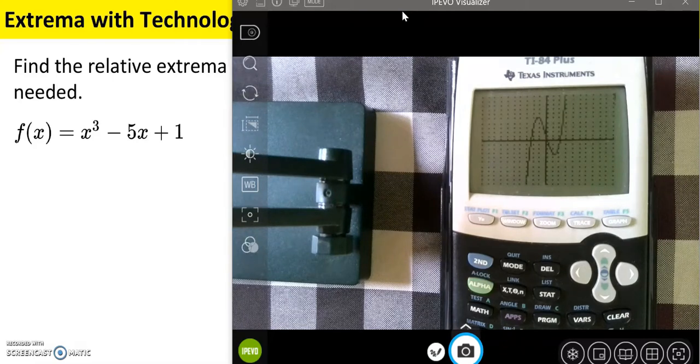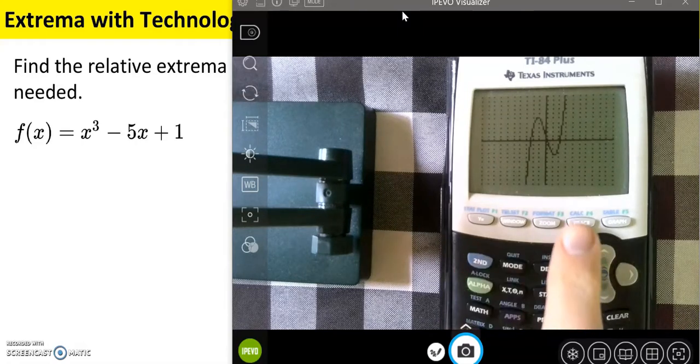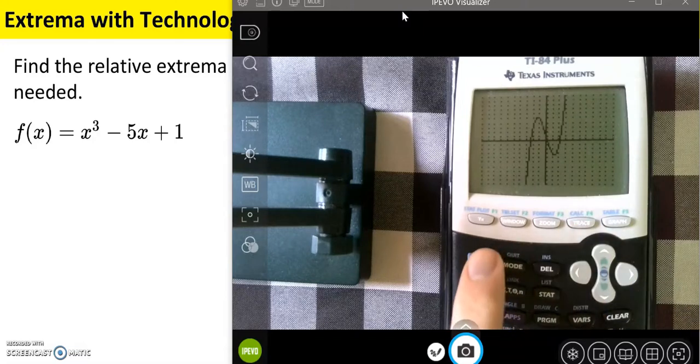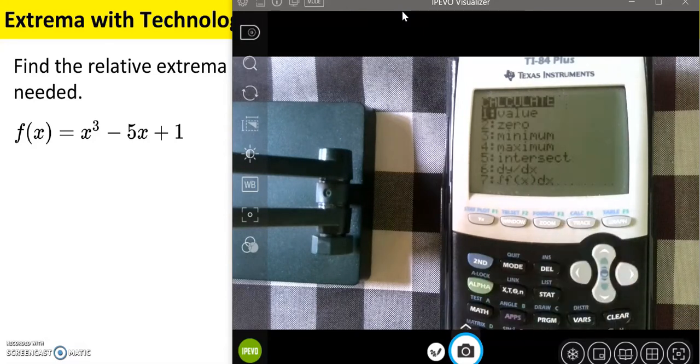Okay. So to actually find these extreme values, what we want to do is hit second and then trace to go into the calculate menu. Second and a trace. And you'll see a lot of options in here. Many of these we will use later in the year. Some of these you will use when you take AP Calc. The ones that we want to focus on right now are 3 with minimum and 4 maximum.